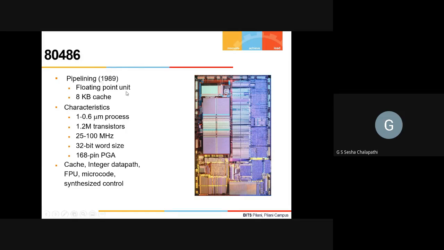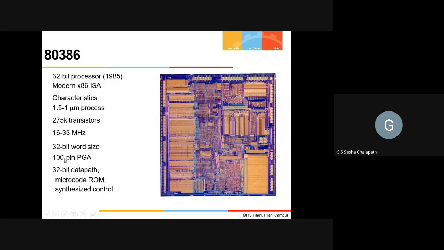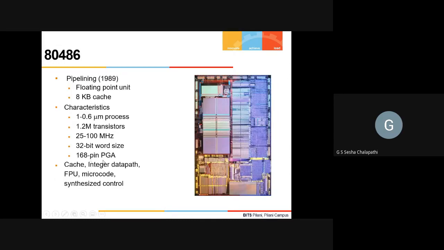It also had a floating point unit to do floating point multiplications and floating point arithmetic, and it had a cache, which is something new. What is a cache? A cache is a memory inside the processor itself to speed up the processing. It had a sub-micrometer process, 0.6 micrometer, and it had a 168-pin PGA. So it is increasing from 100 pins to 168 and so on.